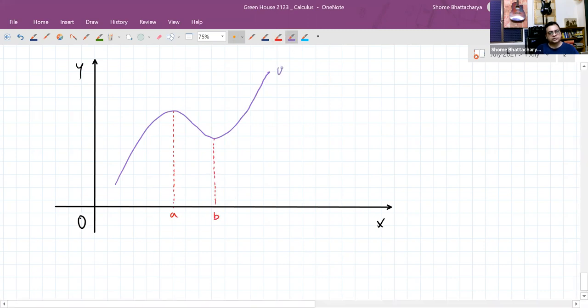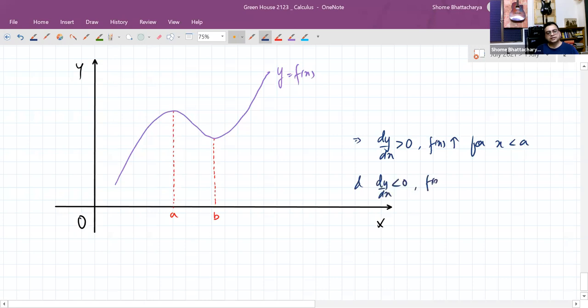So what I know so far from the graph, what I can analyze is that dy by dx is positive, or f(x) is increasing for x less than a, okay, then dy by dx is becoming negative, or the function f(x) is decreasing for x between a and b, okay, and then again dy by dx is positive, or the function is increasing for x going greater than b. I don't know how far it's going, so I'll just leave it at this, okay.